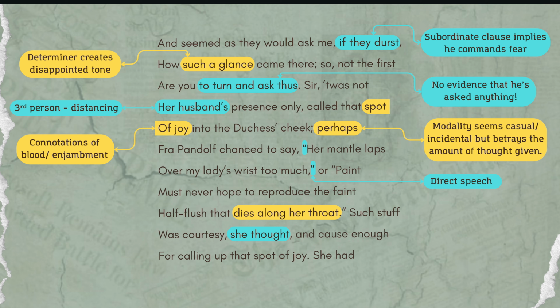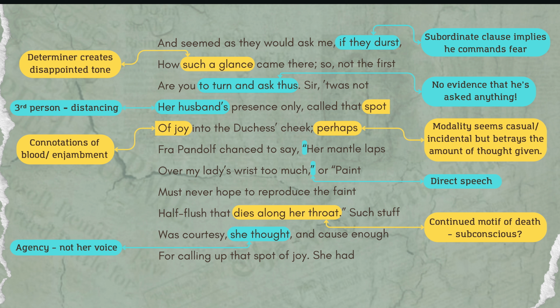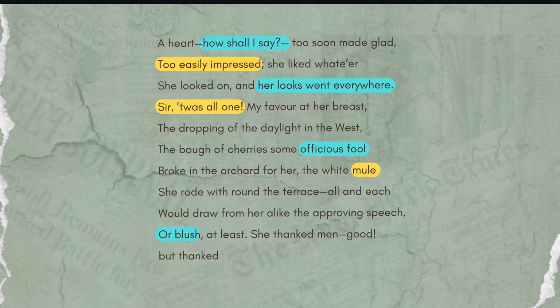And then Frau Pandolf might have said that he can never hope to reproduce the faint half flush that dies along her throat. So again, we've got this semantic feel, this motif of death. Is it subconscious or is he doing it on purpose? And then such stuff was courtesy, she thought. What about agency here? This is not her voice. He is attributing her thoughts. So this idea that women don't have a voice, this is what he thinks she thinks. We don't know what she thought.